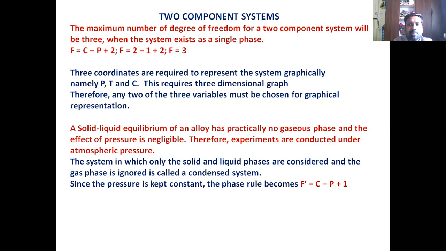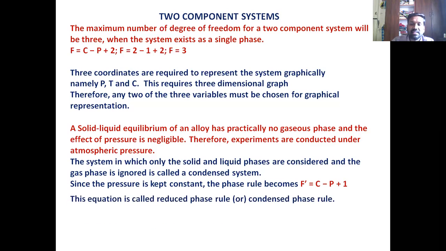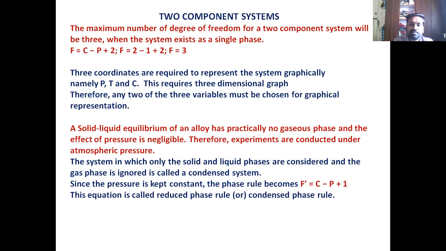Now, since we are removing pressure from that system, the phase rule gets modified as F is equal to C minus P plus 1. Okay. And this phase rule becomes the condensed phase rule or reduced phase rule. Right? The general phase rule is F is equal to C minus P plus 2 to represent the variables temperature and pressure, whereas F is equal to C minus P plus 1, where 1 is simply the temperature. Therefore, this becomes the condensed phase rule.